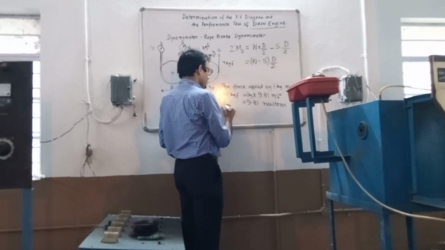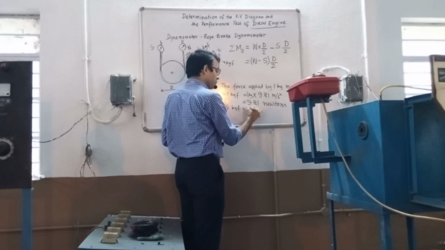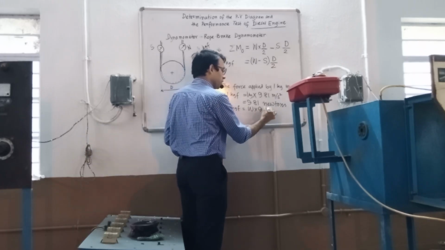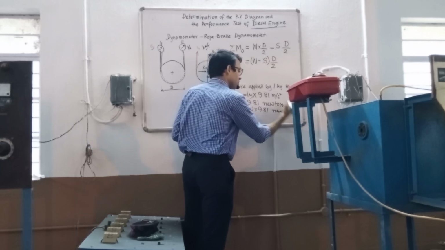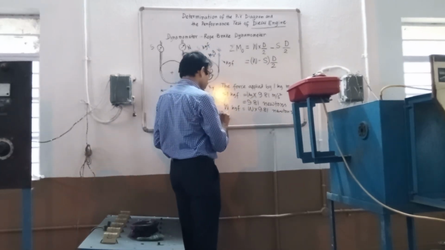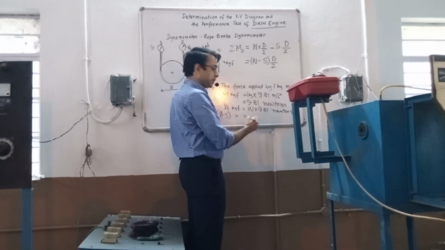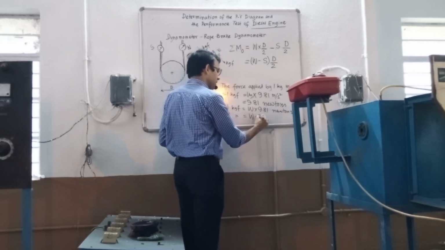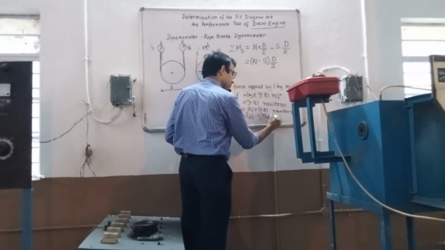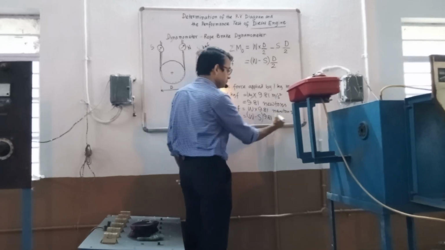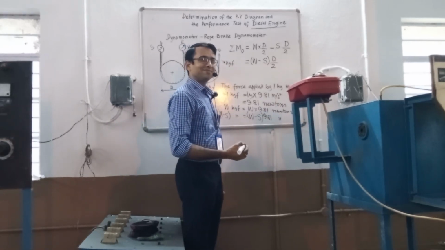Therefore W kgf means W into 9.81 newtons, right? Therefore W minus S kgf means simply W minus S times 9.81 newtons. Okay, clear?